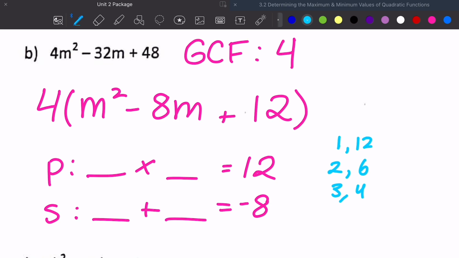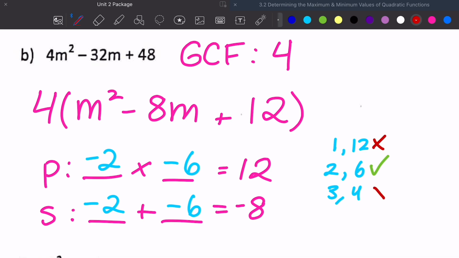Right? So, okay, here are my combinations of things that could make 12 or multiply to 12. And I have to make negative 8. So Zimbu says -2, -6, which I can test, right? If you get out your calculators, you could do -2 times -6, positive 12, and -2 plus -6 is -8. So that one works. The other ones do not work.